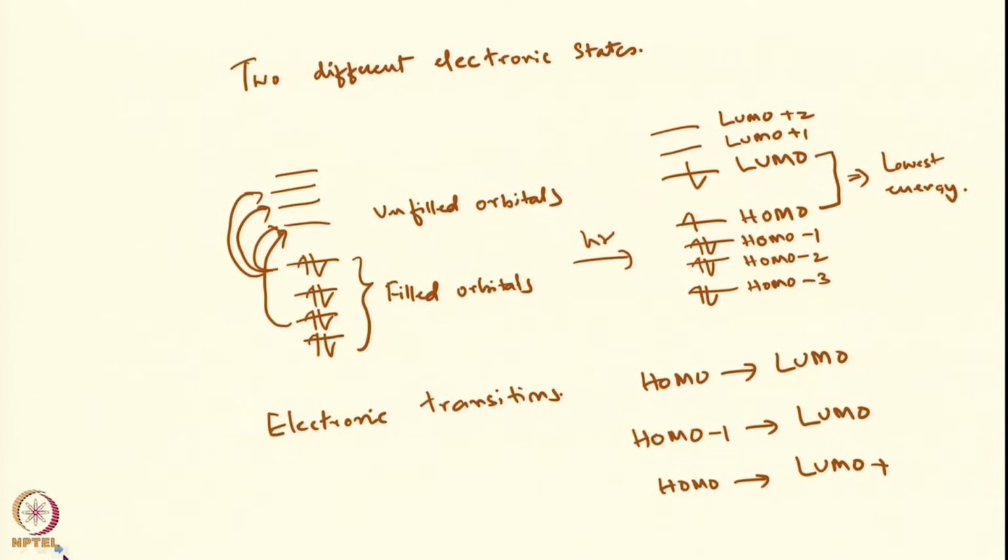Now, using the build-up principle, you can have a wave function called psi ground, and this wave function will correspond to the electronic configuration. And one could have a psi excited corresponding to another electronic configuration. So, this is HOMO and this is LUMO.